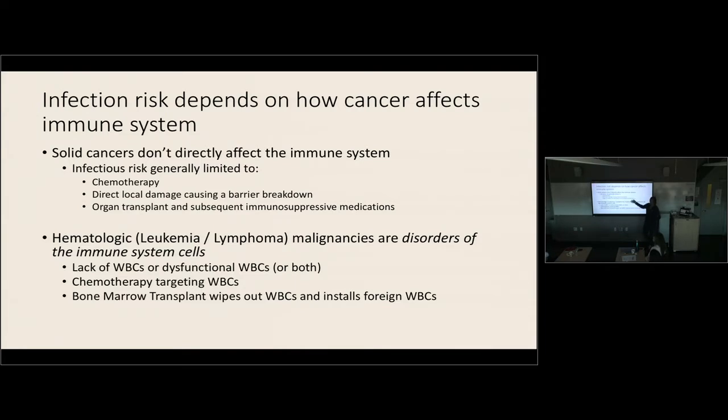And then, of course, if they get a transplant or something like that, then there are different risks. For the leukemias and lymphomas, it's because of a functional problem with the white counts. And because that's the problem, chemotherapeutics are even more problematic because they're targeting your bone marrow. Bone marrow transplants are essentially trying to get rid of your immune system and replace it with a foreign immune system, and that creates its own immune issues. This is why they're at such high risk.